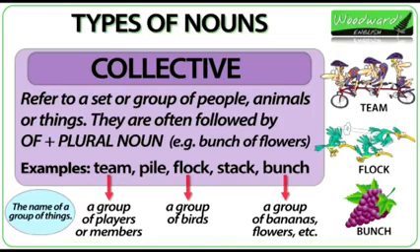Collective nouns are often followed by of plus a plural noun, except when referring to people. We say a flock of seagulls, a bunch of grapes, or a bunch of flowers, a pile of magazines.